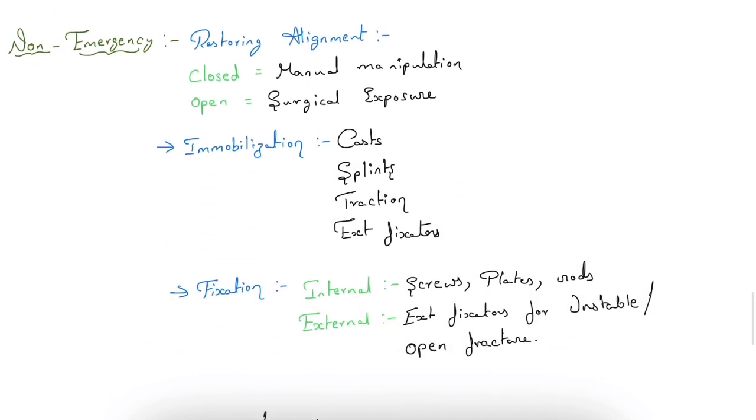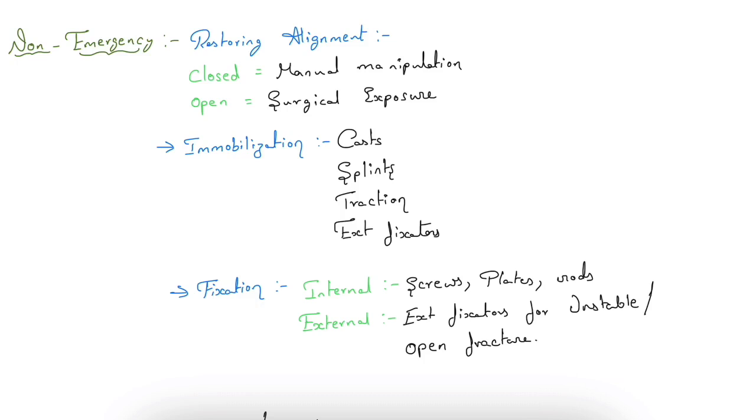Next, if it is a non-emergency patient, what do we have to do? We have to restore the alignment. In a closed fracture we have to do manual manipulation. Manual manipulation means we have to check the X-ray and apply the cast. Before applying the cast, we have to do traction and we have to know the degrees based on the bone fracture. Okay. Next, in an open fracture we have to restore alignment with surgical exposure.